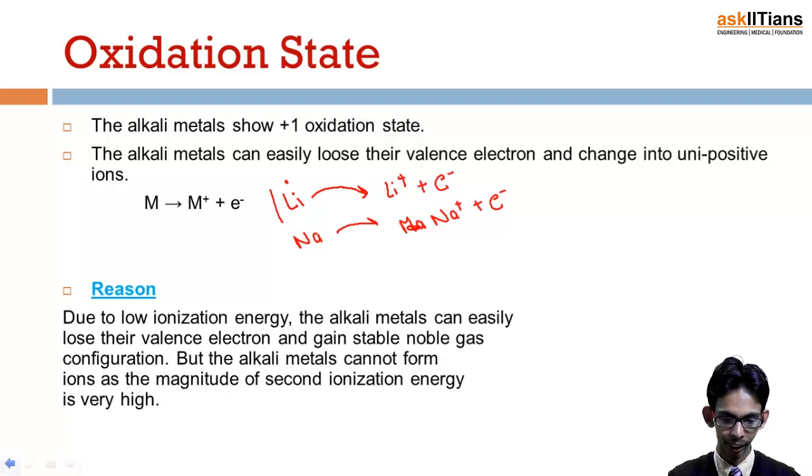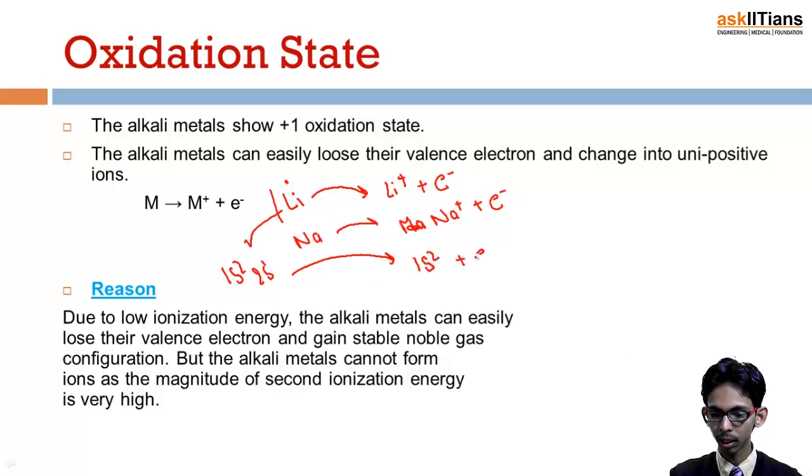How noble gas configuration? Let's have a look at this. We know that the electronic configuration of sodium was 1s2, 2s1. If it releases one electron, it would become 1s2 only, which is actually the electronic configuration of helium. So after removing one electron, they get a stable noble gas electronic configuration, and that's why they release it so easily.